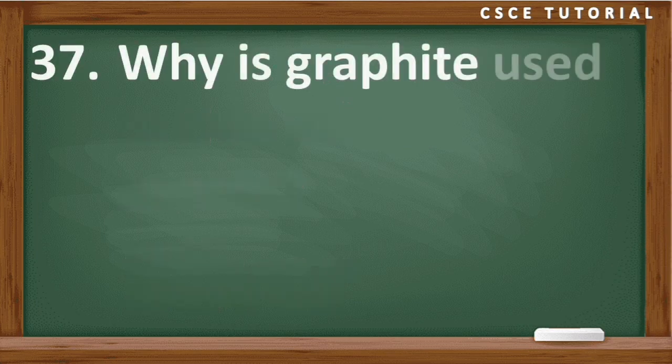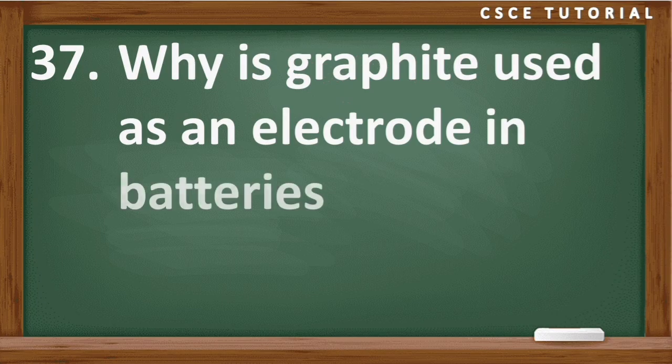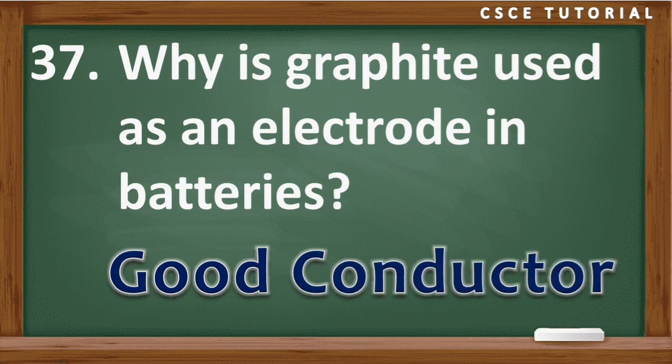37. Why is graphite used as an electrode in batteries? Its answer is because graphite is a good conductor of electricity.